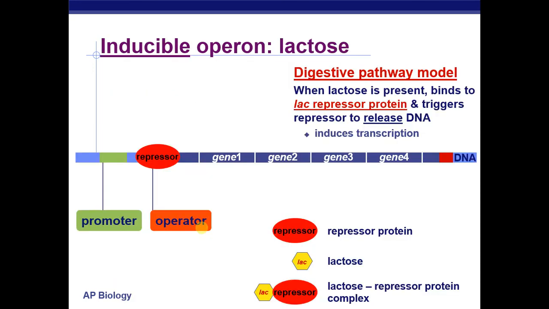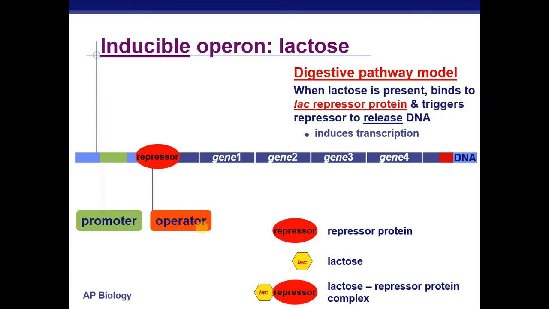Now, on the other hand, we have what's called an inducible operon. This might happen like in our example with lactose, the digestive pathway. When lactose is present, lactose binds to the lac operon repressor protein and triggers its release from the DNA. So, in this case, the null state, normally this gene is switched off. Normally, the repressor is always active and always bound to the operator. And so normally RNA polymerase can't bind to the promoter and the genes can't be transcribed, kind of in the everyday state.